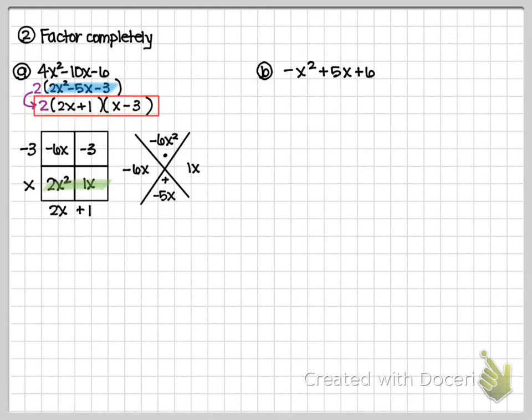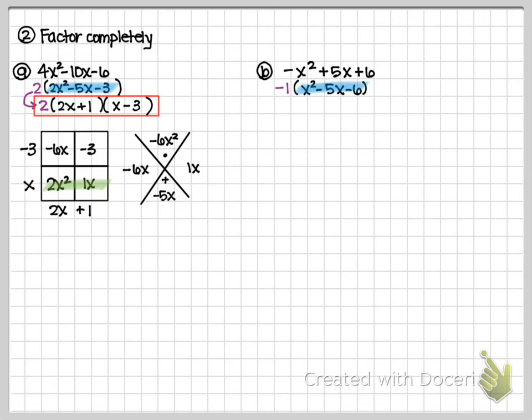Okay, let's take a look at B. B doesn't look like it has a GCF, but it technically does because we can take out a negative 1. I think ideally what we would like is our leading coefficient, so the negative here on the x squared, we'd like that to be just 1. So I think what I'm going to do is I'm going to take out a negative 1. And what that'll end up doing is just flipping the signs. And then now it's just like the previous question.